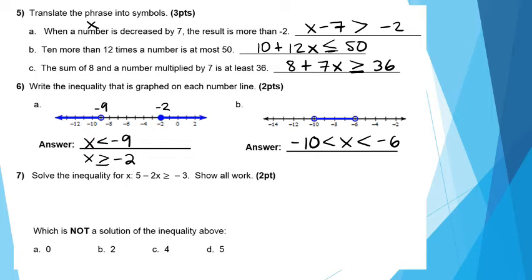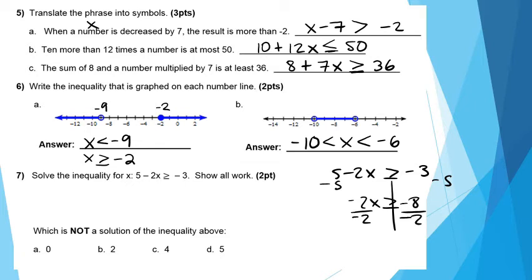For number 7, we're going to solve this inequality. So I have 5 minus 2x is greater than or equal to -3. So I'm going to go ahead and combine like terms. Subtract 5, subtract 5. I have -2x is greater than or equal to -8. I'm going to divide by -2. And when I divide by that negative, I must flip the inequality. So I have x is less than or equal to 4.